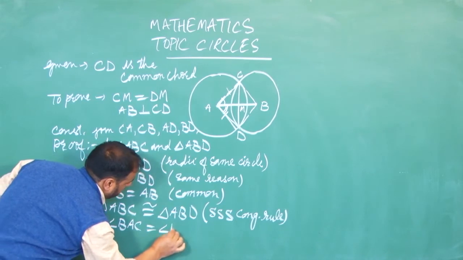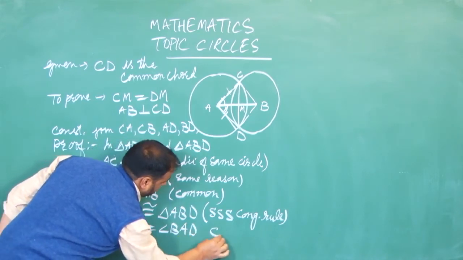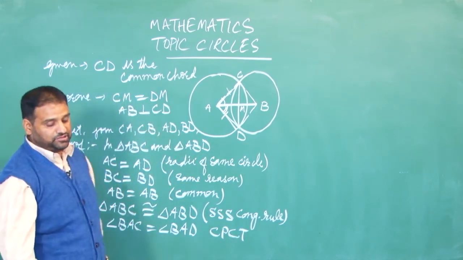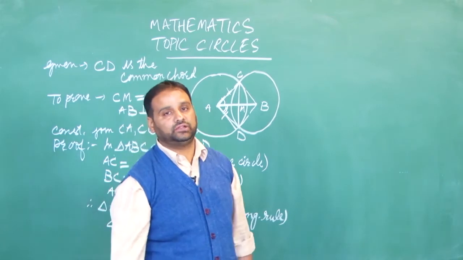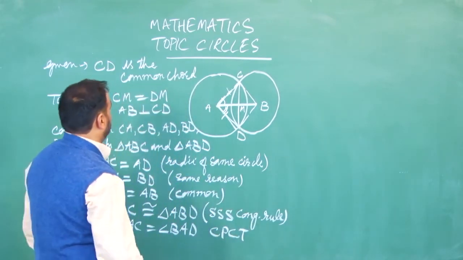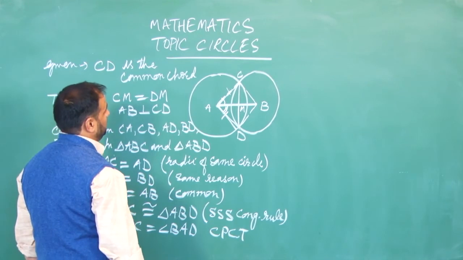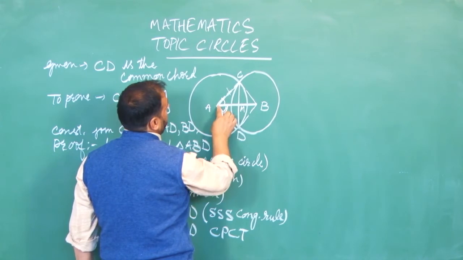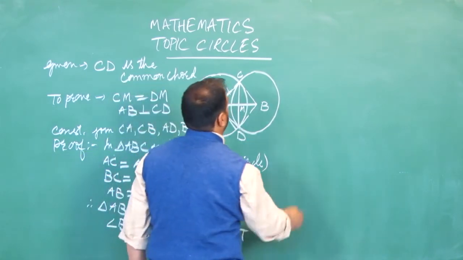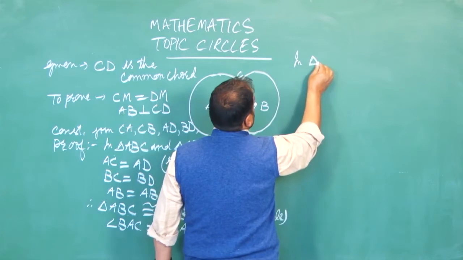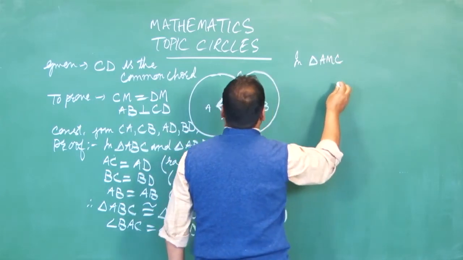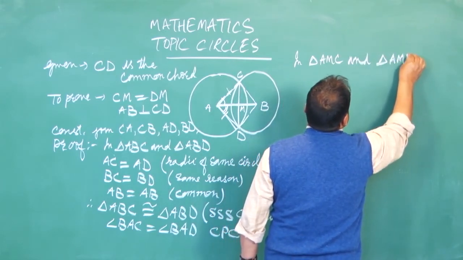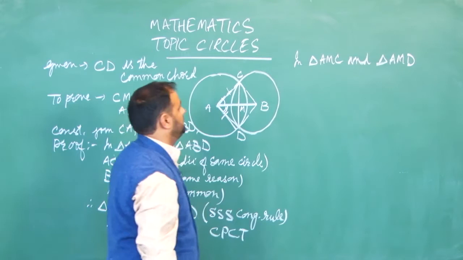Right, angle BAC equal to angle BAD, CPCT, corresponding parts of congruent triangles. By parts, we mean the angles and sides of the triangle taken together. So, BAC will be equal to BAD. Now, take another two triangles. We can take triangle AMC and triangle AMD. Now, take two triangles AMC and triangle AMD, and try to find out what makes them congruent.